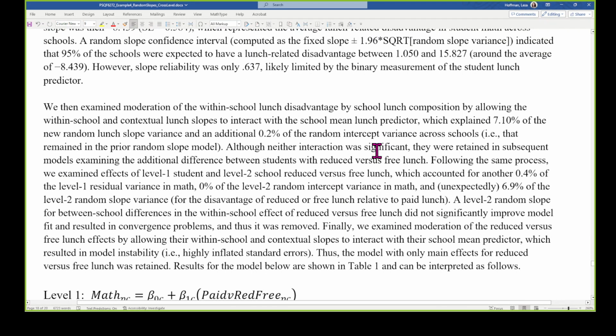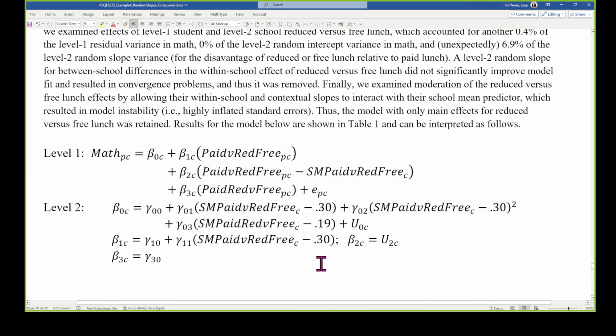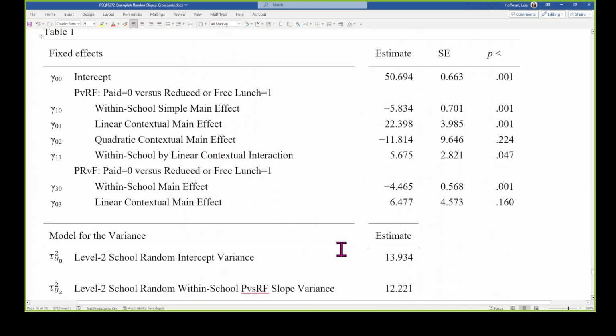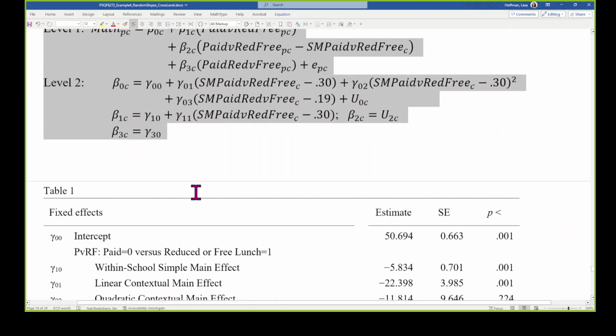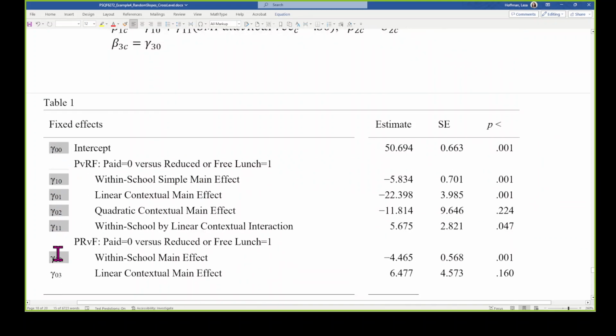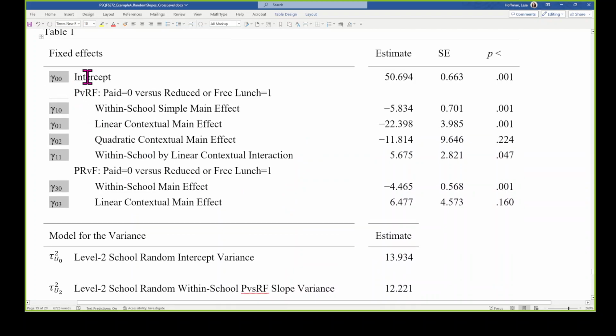So here's some words, as usual. Here's my final model equation that I'm going to interpret. Here's a table. So if you provide your readers with an equation, for the love of God, do not use these symbols as your row labels. I can't even tell you how many papers I've reviewed where literally this is all they give you and the numbers. Do not do that to us. It's mean.